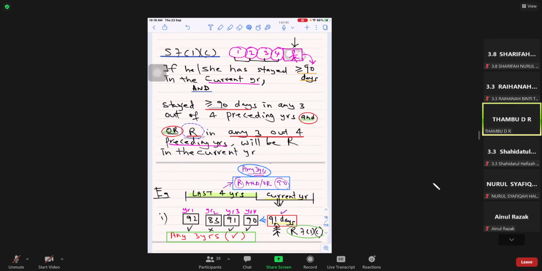So if you look, it should be like this. In the current year, you stay 90 days. In the last 4 years, any 3 years, for example 1, 2, 3, or 2, 3, 4, or 1, 3, 4, any 3 years, you must be there for 90 days, or you are a resident, or any combination. You can be a resident. The condition must be 90 days. Out of this, any 3 years, either resident or 90 days.